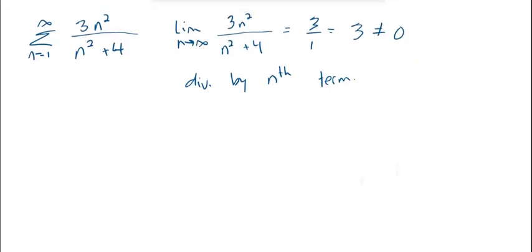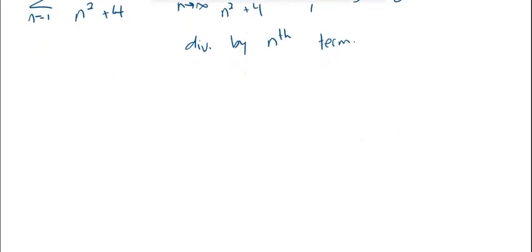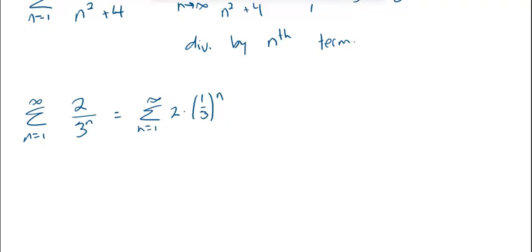All right, let's keep going. The sum from n equals 1 to infinity of 2 over 3 to the n. You can do this one. You know how to do this one. We can write this as the sum from n equals 1 to infinity of 2 times (1/3) to the n. And then it's in a geometric form.